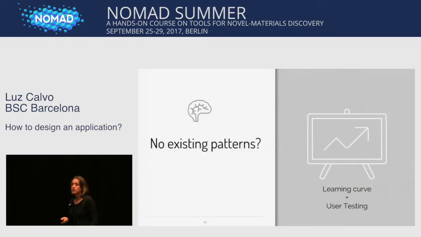But what happens when we don't have any reference, we are innovating, and we don't have any example, and we don't have any pattern? Then we have two weapons here. One is to guarantee that the learning curve is easy, so the user learns quickly how it works, and then doing a lot of user testing to be sure that our solution, our application, is going to be understood.